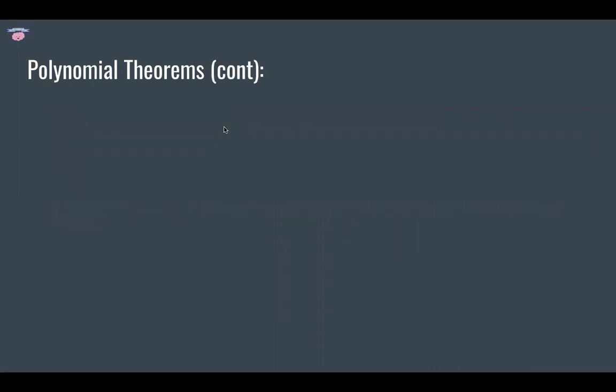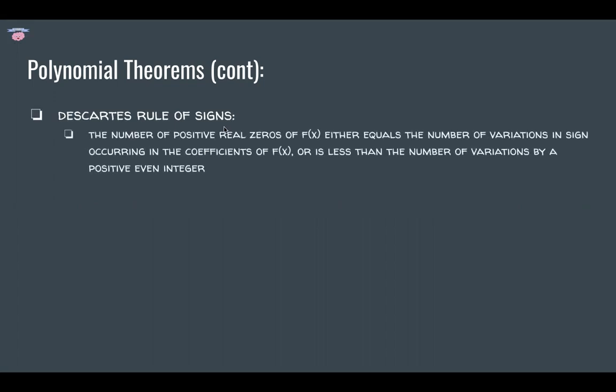Oh wait, there's more. These ones aren't really theorems, but they're more like handy rules. Descartes' rule of signs is basically helping us find the number of zeros. The number of positive real zeros is either equal to the number of variations in signs or less than that by a positive even integer.